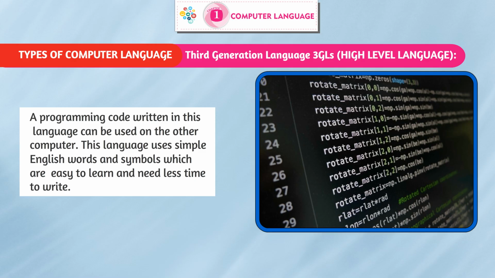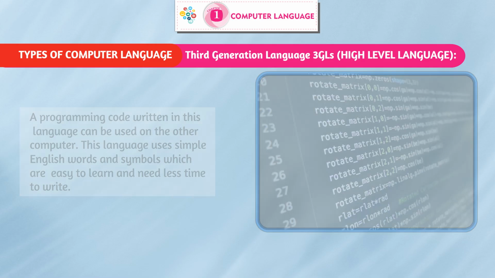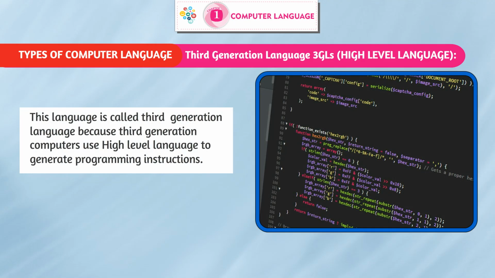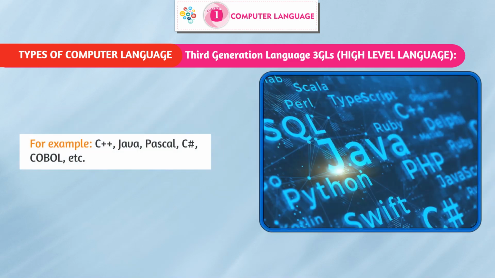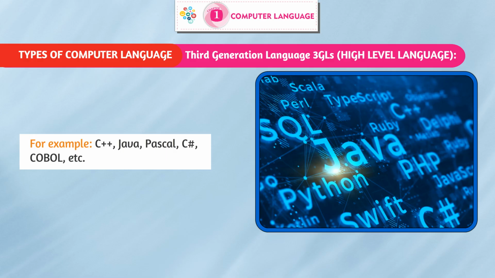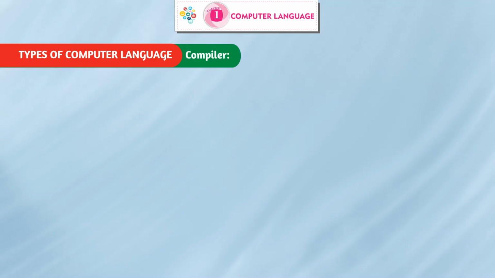This language uses simple English words and symbols which are easy to learn and need less time to write. This language is called third-generation language because third-generation computers use high-level language to generate programming instructions. For example, C++, Java, Pascal, C#, COBOL, etc.